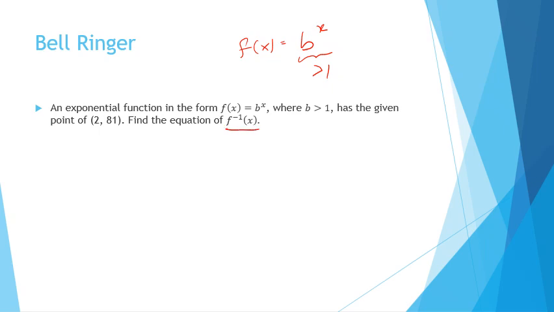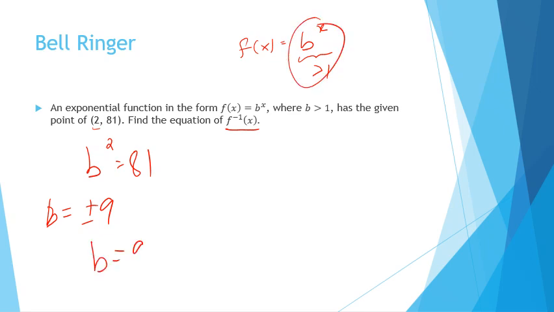Find the inverse equation. So first we wanted to see if we can find the equation. Let's plug in that point and see if we can solve for b. So we have b to the power of x, which in this case is 2, and this will give us an output of 81. So what squared gets us 81? That's either going to be positive or negative 9, right? That should be our b value. However, we know b is greater than 1, so we know b has to be positive 9 here. So now we know f of x is equal to 9 to the power of x.